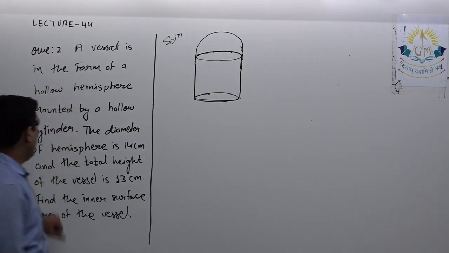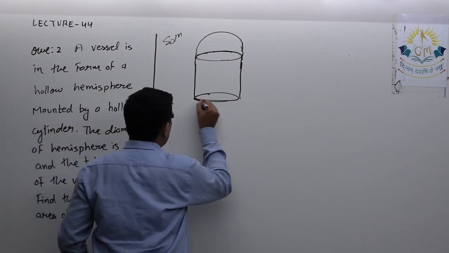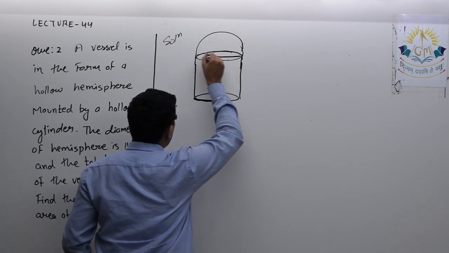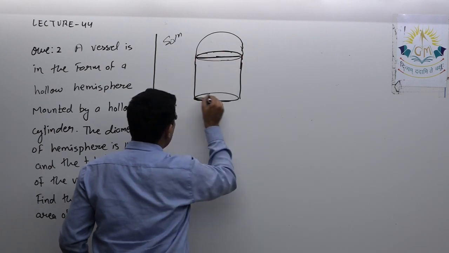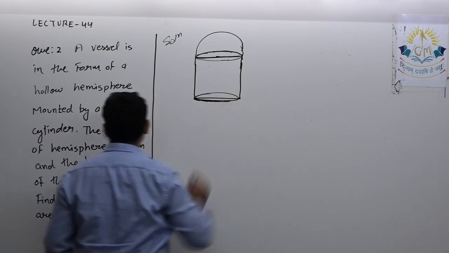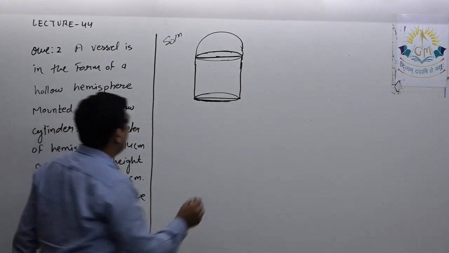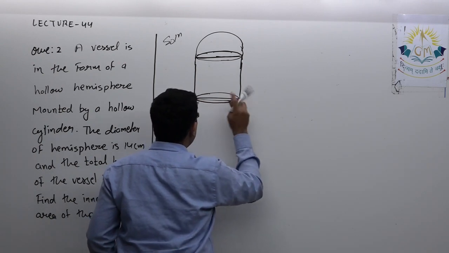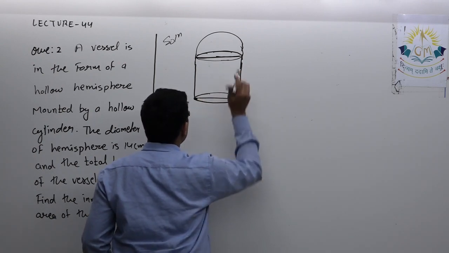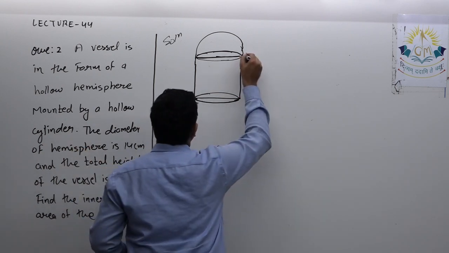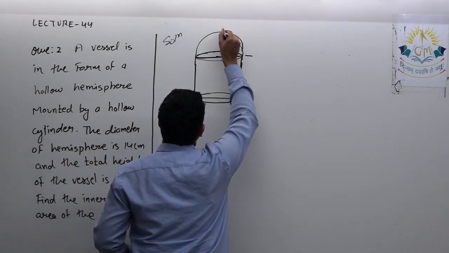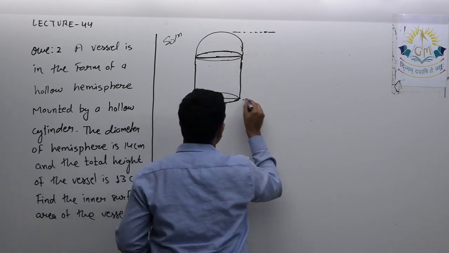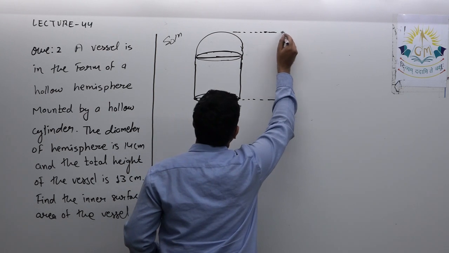The diameter of the hemisphere is 14. That means whatever is the diameter of the hemisphere will be the diameter of the cylinder. The total height of the vessel is given. So here I can say the radius of the hemisphere is 7. And this total height is given. How much is it given? It is given 13 centimeter. So this much is 13 centimeter.